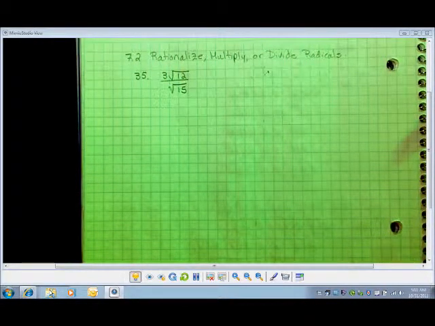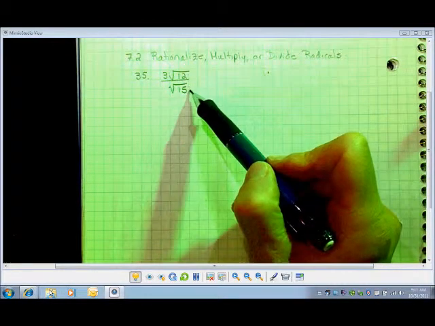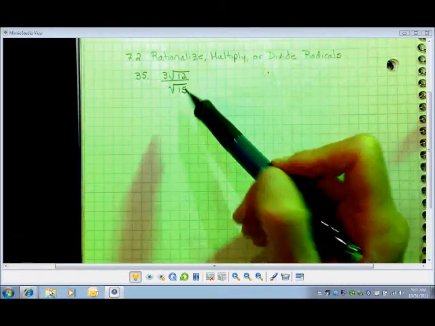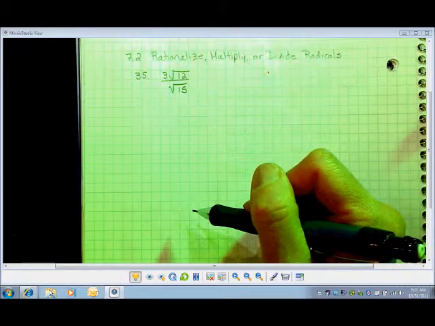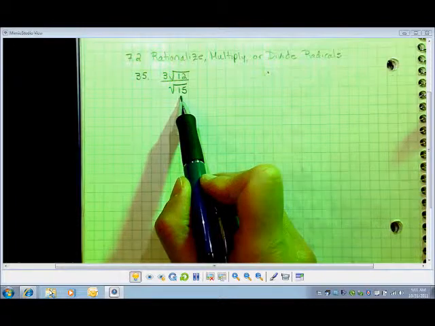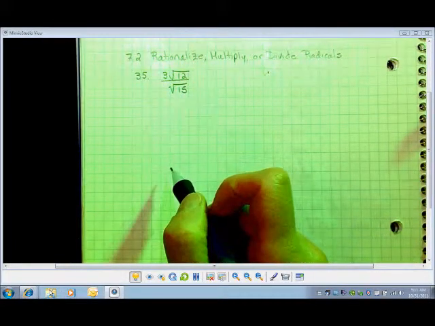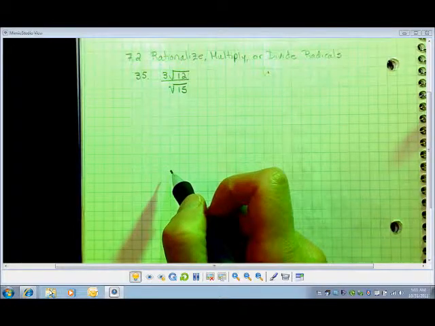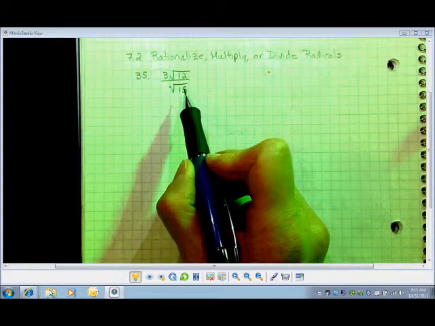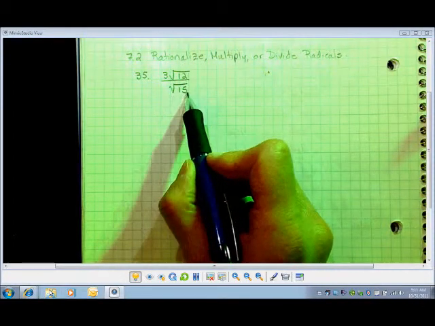Here we have a division problem that involves radicals. So one of the rules I have is I cannot have a radical in the denominator. That's called rationalizing my fraction to get rid of that square root. So before I do, I want to make sure I don't have any hidden perfect squares in either radical.